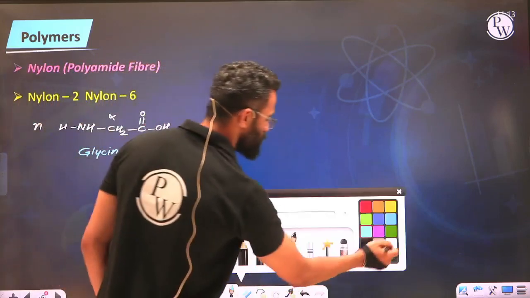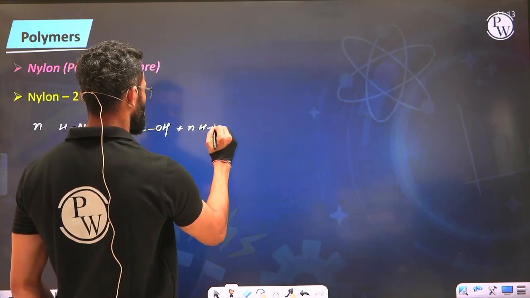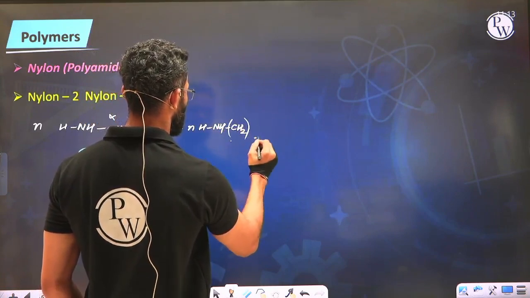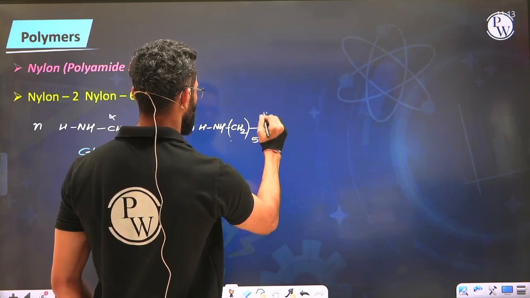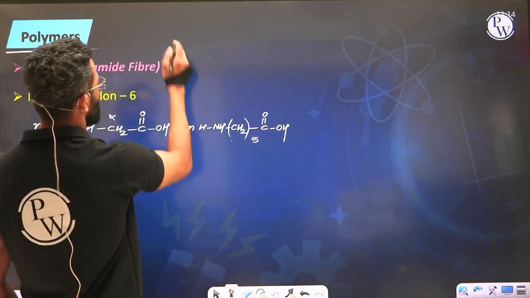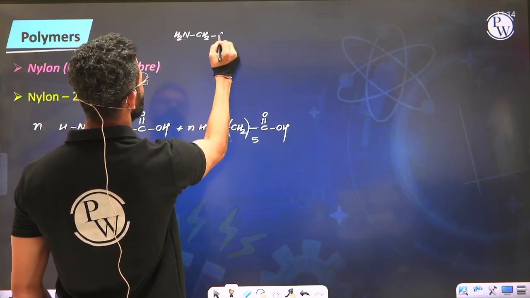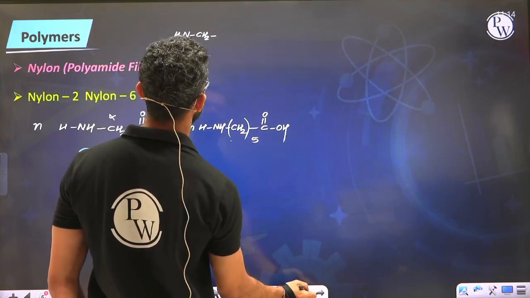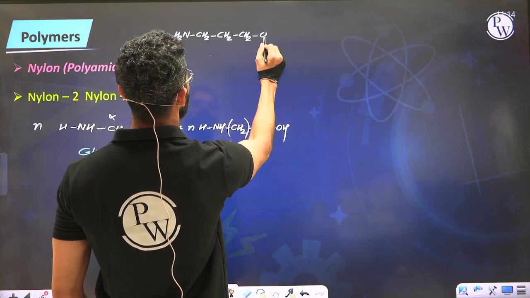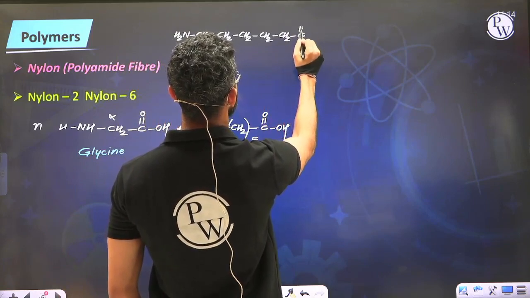This glycine I'm allowing to condense with omega amino caproic acid. So n number of NH2, CH2 five times, COOH. Well, now let me precisely represent this molecule for you. NH2, CH2 five times, and COOH.